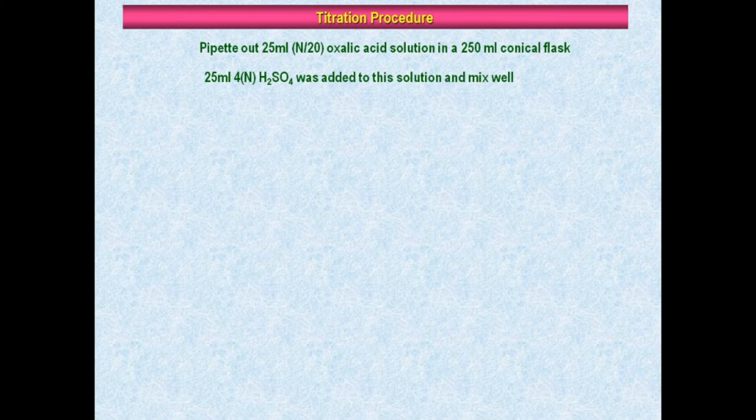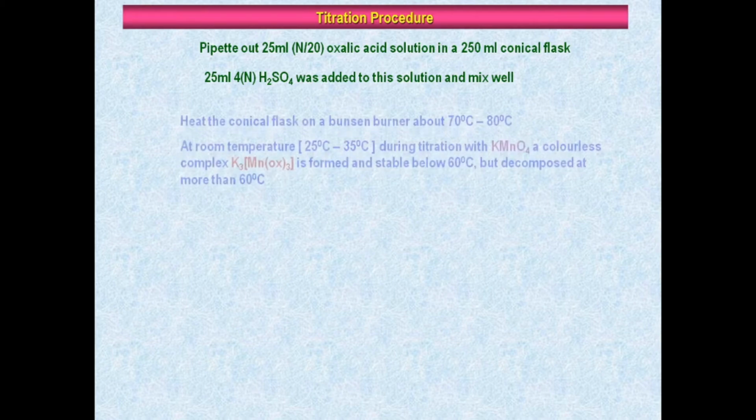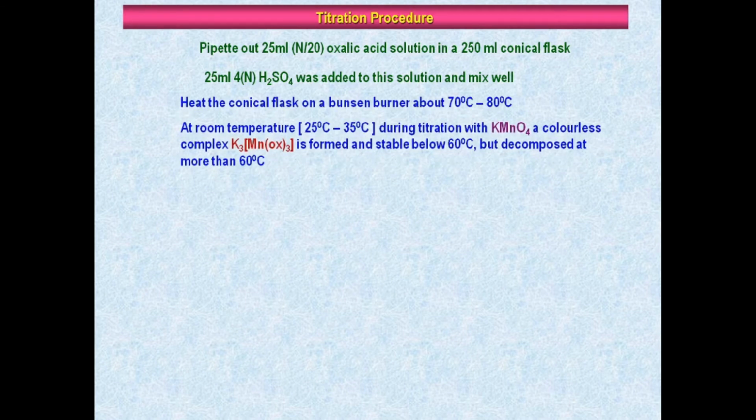Interestingly, this titration must be done in hot condition, and the temperature of the solution must lie between 70 degrees centigrade and 80 degrees centigrade. For this purpose, we have to heat the conical flask containing the mixture on a Bunsen burner till the temperature rises to about 70 to 80 degrees centigrade. But why do we require this temperature for this titration?